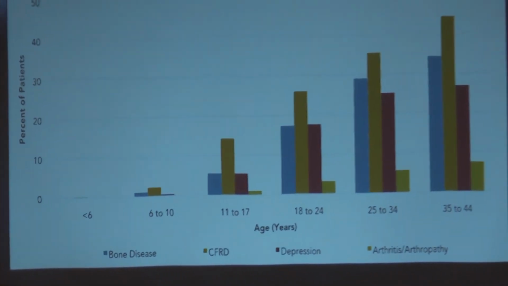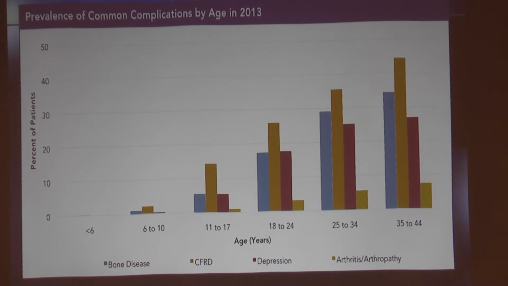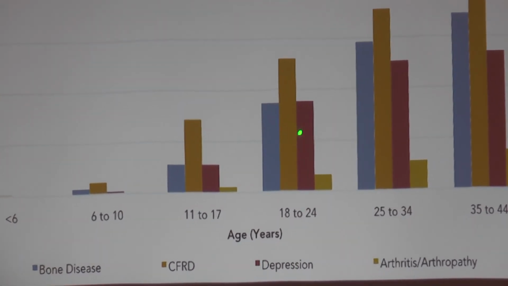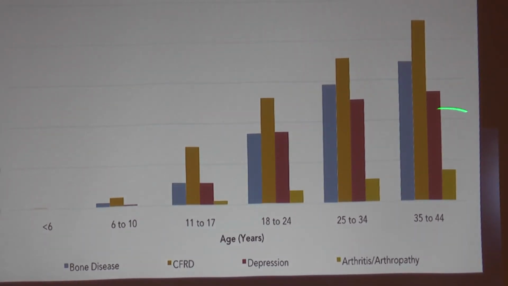I showed this because the registry does monitor a number of complications. This is from the most recent report. If you just focus on this gold bar, this is diabetes, and depression is in red. And you can see that there's an age-related increase in reported depression. And these are registry data. These are data that are sent in by the center, whoever at the center is collecting the data from the encounters. They're not from actual surveys with the best instruments we have to really diagnose depression. So they're almost certainly underestimates. And you can see that especially starting in the teen years, it really becomes a major issue as patients get older.